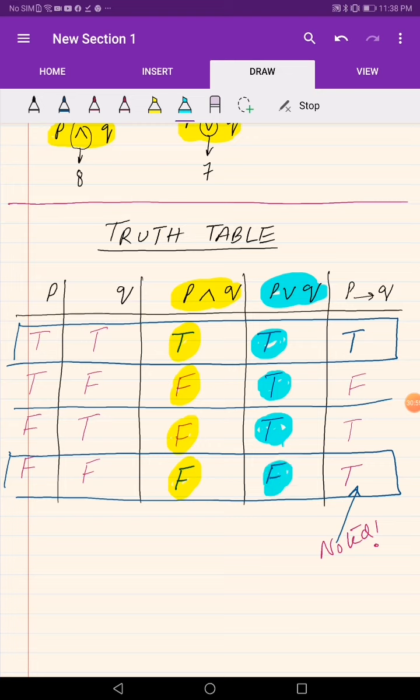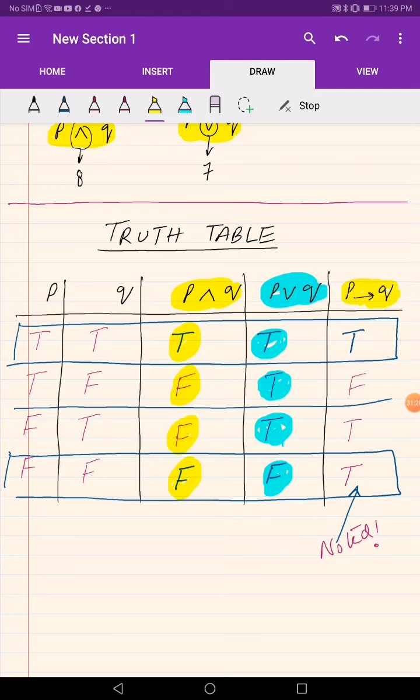The problem happens only in the conditional statement. In the conditional statement, when I say P then Q, yes. If today is Friday and tomorrow is a holiday, this is the statement. Yes, it's true.